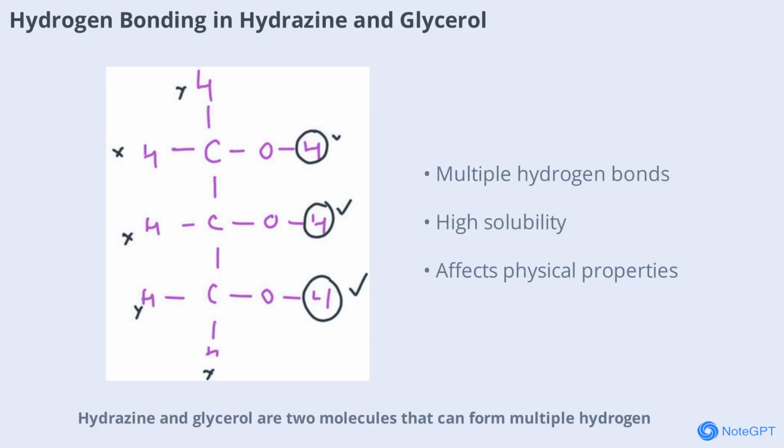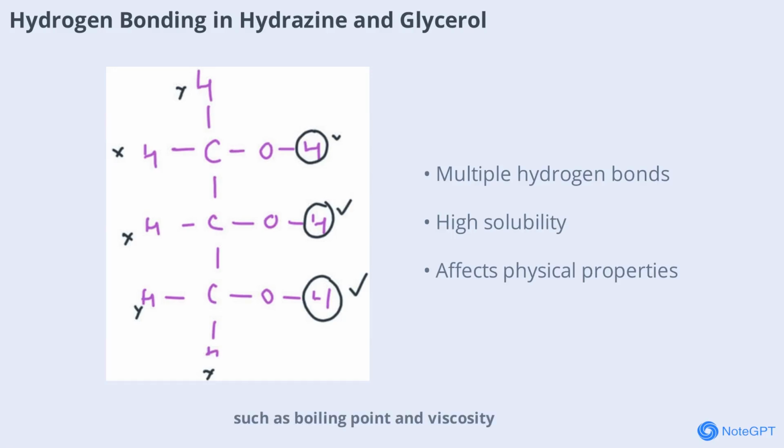Hydrazine and glycerol are 2 molecules that can form multiple hydrogen bonds due to the presence of several NH or OH groups. Hydrazine, with its 2 NH2 groups, can form up to 4 hydrogen bonds, making it highly soluble in water. Glycerol, with 3 OH groups, also forms extensive hydrogen bonding networks. The ability to form multiple hydrogen bonds increases a molecule's solubility and affects its physical properties, such as boiling point and viscosity.